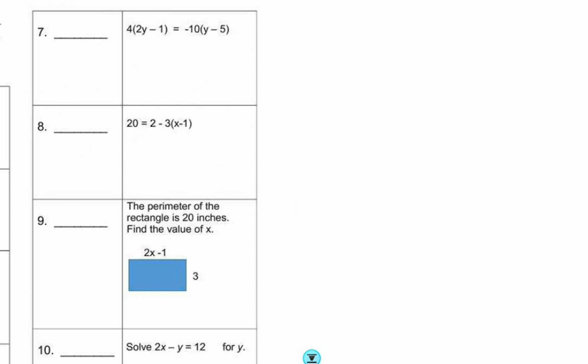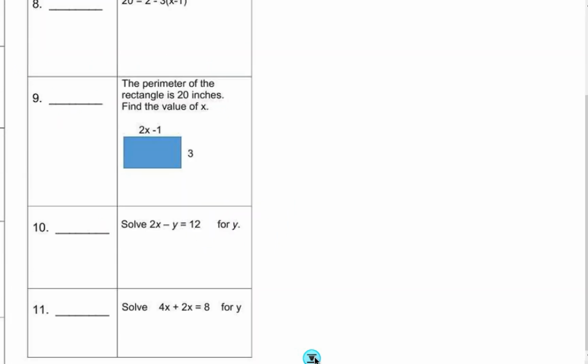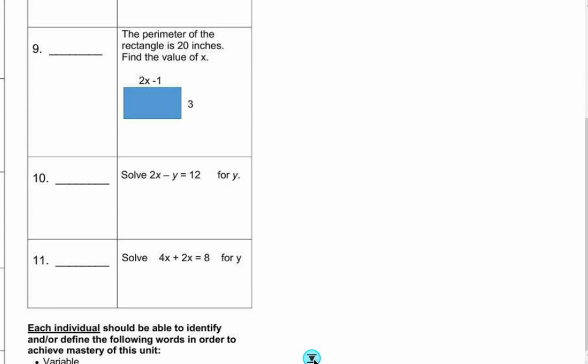All right, let's go ahead and take a look next at number 9. So kind of the same thing. I'm going to scroll down, leave some space over here. So this one is a perimeter problem. So the perimeter of the rectangle is 20 inches. All right, so remember perimeter is the distance around a figure or all sides added up. So all the way around this is 20 inches and it wants us to find the value of x.